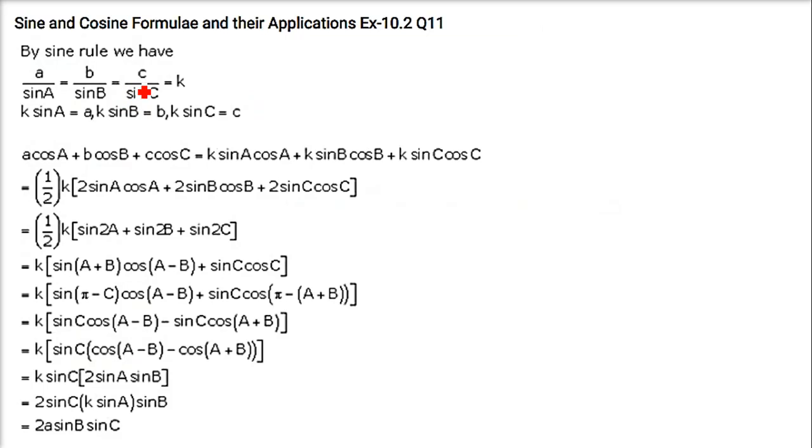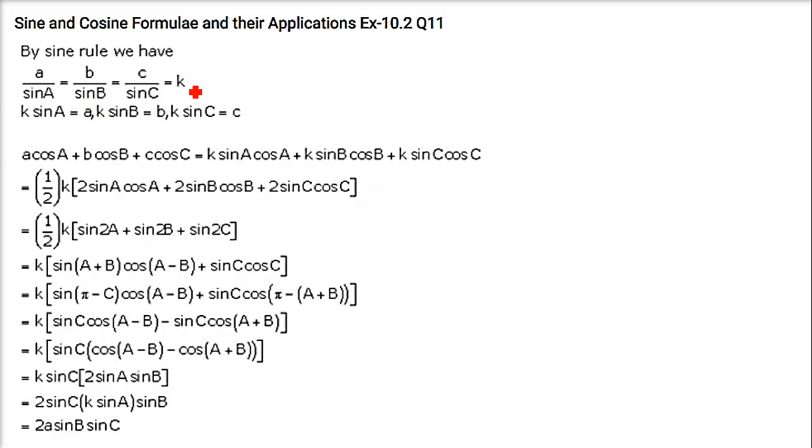Here what do you have? You have the trigonometric equation a cos a plus b cos b plus c cos c. You have to prove it to be equal to 2a sin b sin c. So how are we going to do this? We'll use the sine rule.